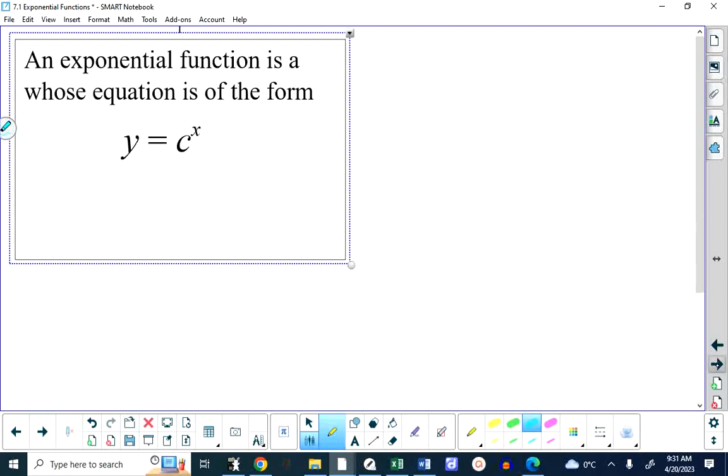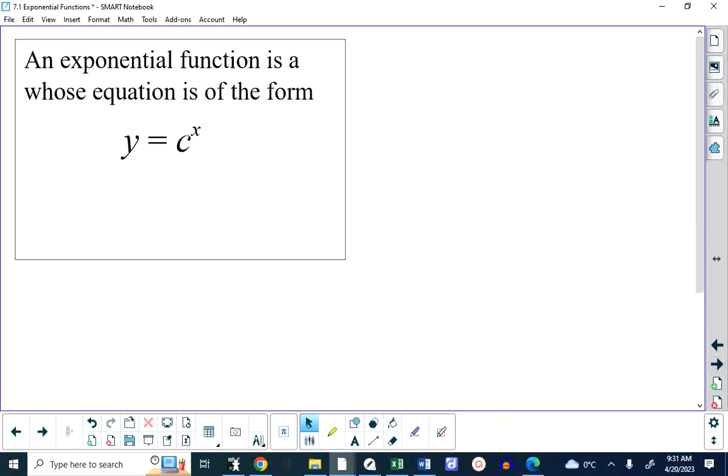So to begin with, we're starting off with a definition. I should edit my notes because I'm not saying every exponential function looks like this. This is the most basic exponential function there is: y is equal to a number raised to the x.